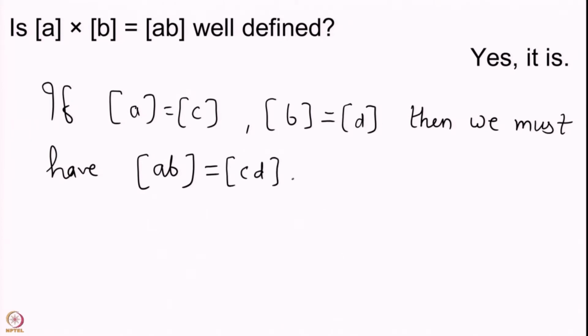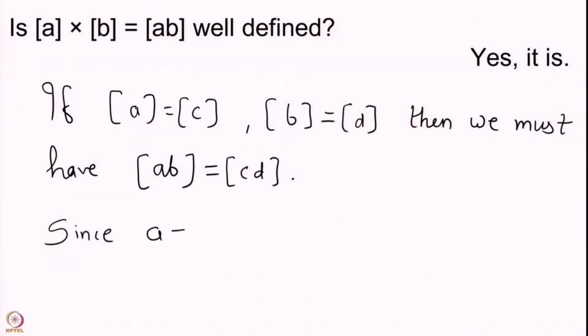This is what we should have for the product to be well defined, because once again someone may say that C is my element in the first class, which is the class of A, and D is my element in the class of B, and then for that person the multiplication will be the multiplication of C and D and then taking its class. And to have these two multiplications give you the same class, we should have that AB and CD give you the same class. But this is again a simple checking.